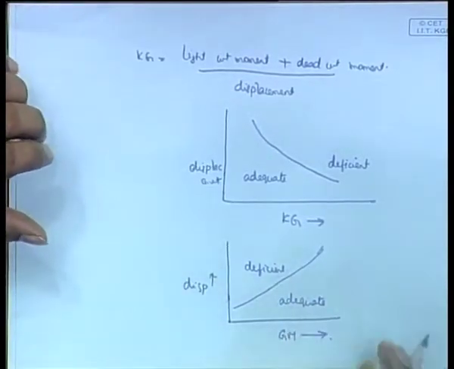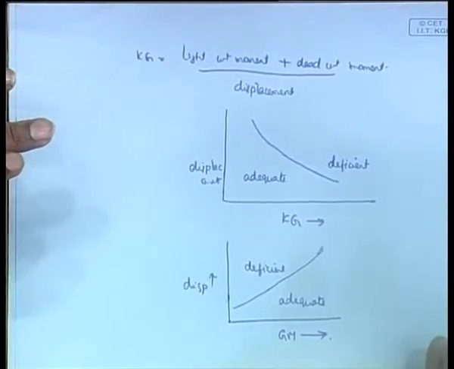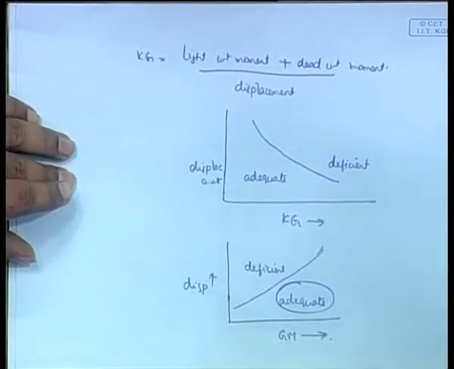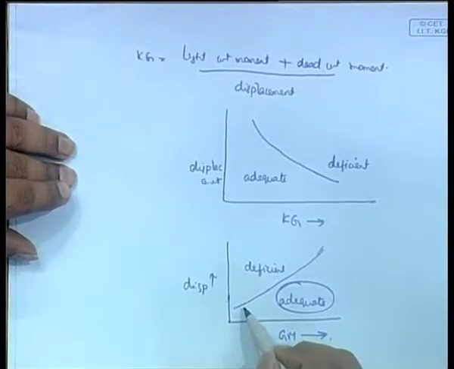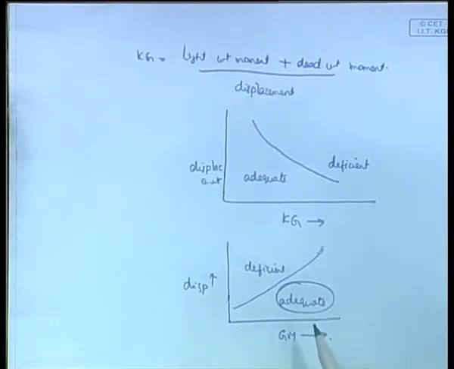These are two curves that you might see in your design. You will be told that you should be in this region, so you always calculate and say whether you are in a stable region or an unstable region.